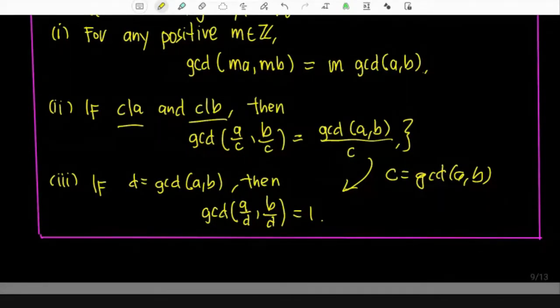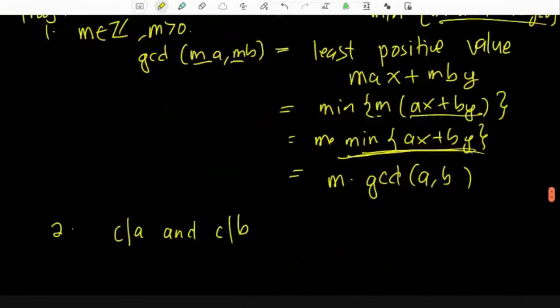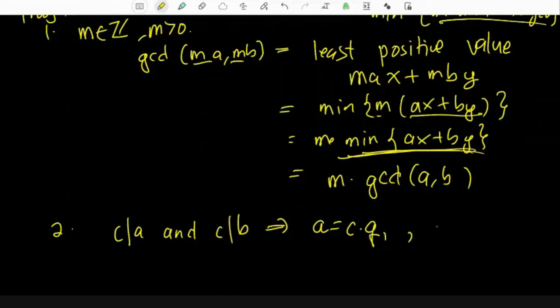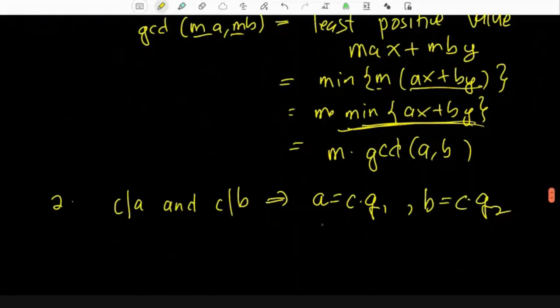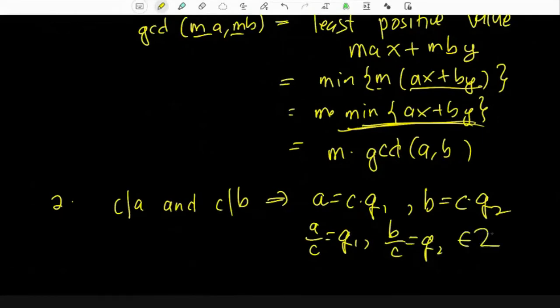Yan. Okay. So, again, if C is a common factor, di ba? If C is a common factor, ang ibig sabihin nito, yung A, pwede mong isulat as C times something. Yung B, pwede mong isulat as C times another integer. Ibig sabihin, yung A divided by C, integer yon. Yung B divided by C, integer din yun. Yan. So, meron kang dalawang integer, A over C tsaka B over C.